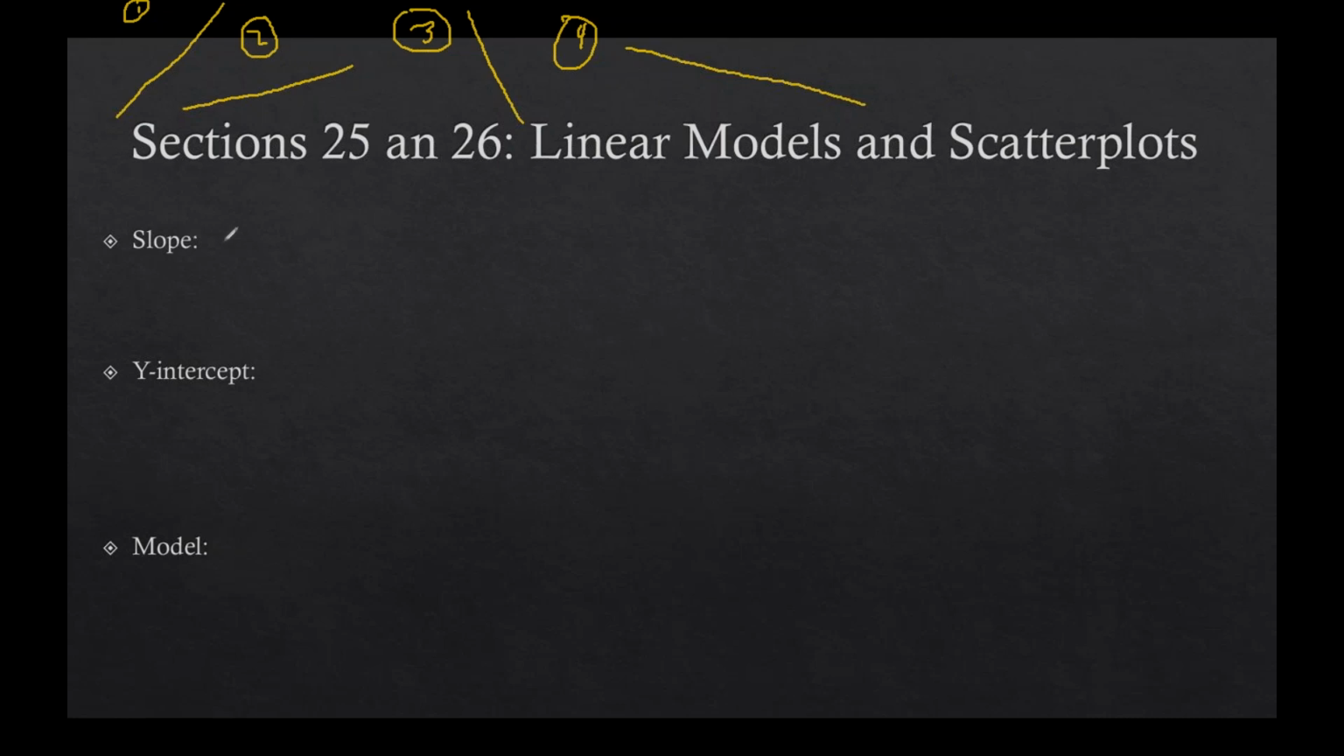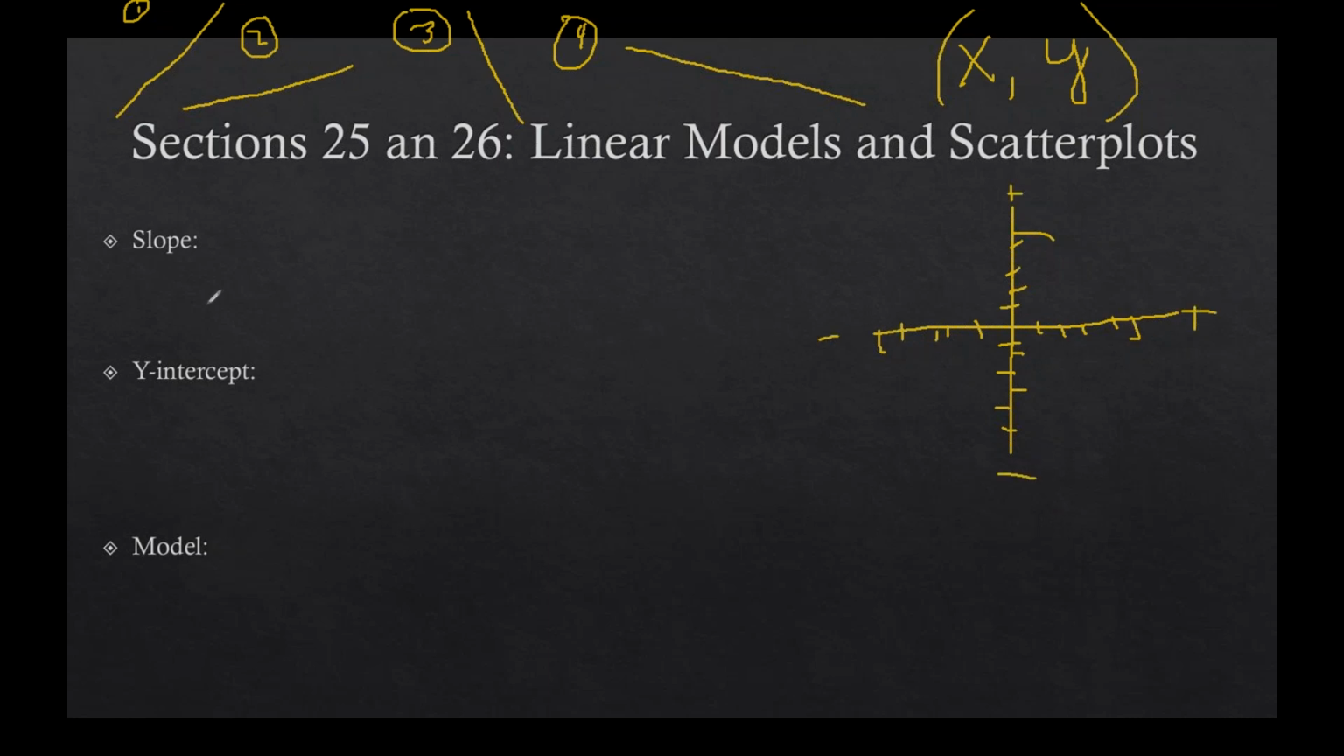So slope is based on ordered pairs, right? So I think it was Trish who mentioned we were going to deal with X and Y. So X and Y are ordered pairs on the coordinate plane, right? A little refresher. So the coordinate plane, x-axis, y-axis. Think of these as number lines. So they go positive in this direction, negative this way, positive up, negative down.